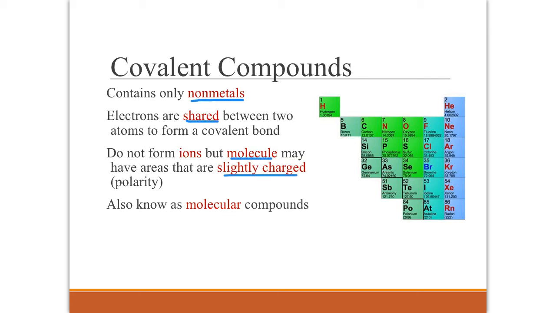Covalent compounds can also be known as molecular compounds. This is because they really do form true molecules, whereas ionic compounds form crystal lattices. So it's a little bit different in structure, in a way that we're really not going to talk about much. But that's another name you need to know: molecular compounds and covalent compounds are the same thing.